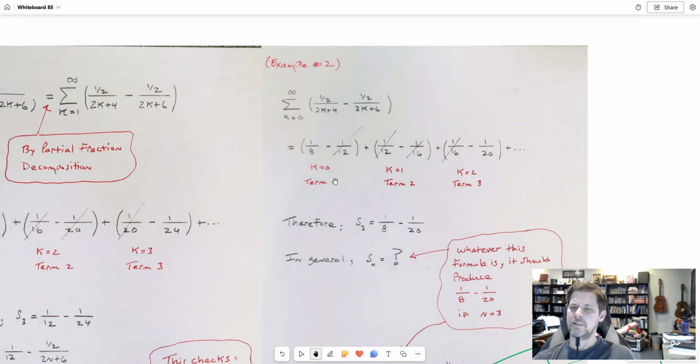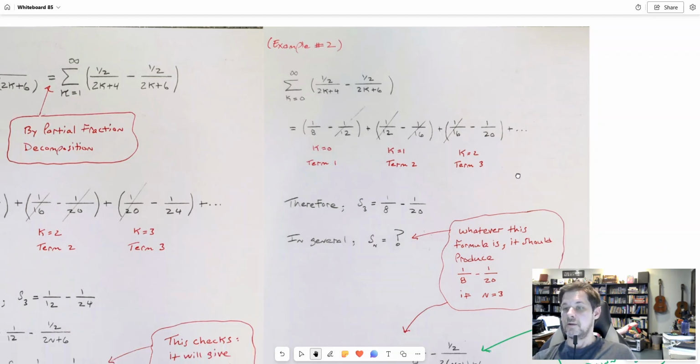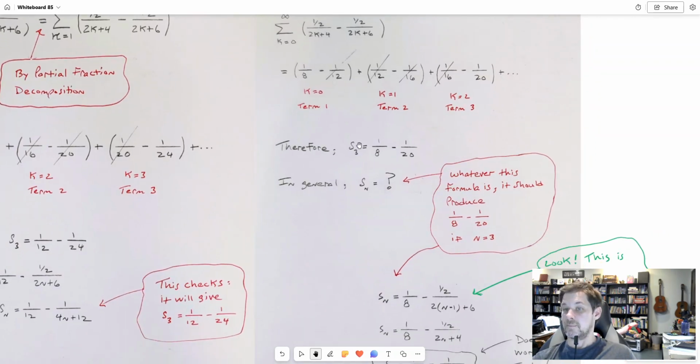Well, notice how these are off by 1. K being 0 gives me term 1. K being 1 gives me term 2. K being 2 gives me term 3. And that would continue. Now, I'm going to show you again by example what the first three terms look like if you add them together.